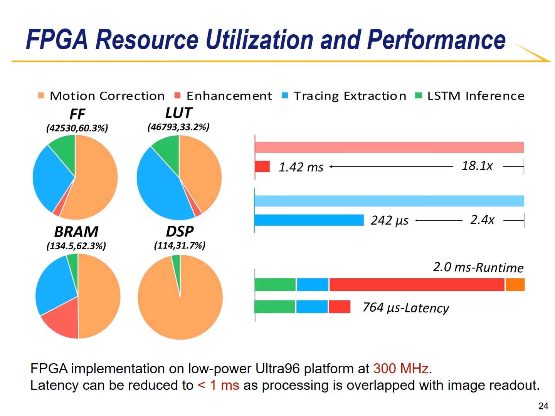This slide summarizes the FPGA hardware utilization and its breakdown for each processing stage. The whole design can run on the low-power FPGA platform Ultra96 at 300 MHz. Under this frequency, the enhancement and trace extraction accelerators achieve 18.1 times and 2.4 times speedup over the evaluation on the 12-thread CPU. The runtime for processing one frame of calcium image is 2 milliseconds, whereas sub-millisecond processing latency can be achieved as part of the image processing and image readout can be overlapped.